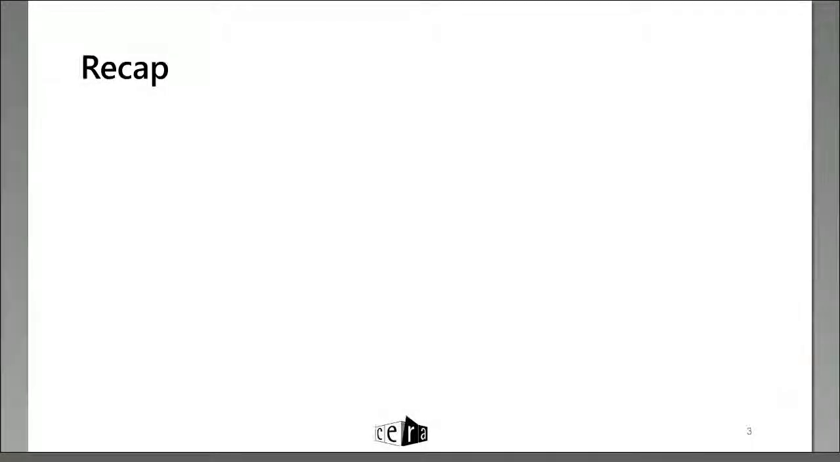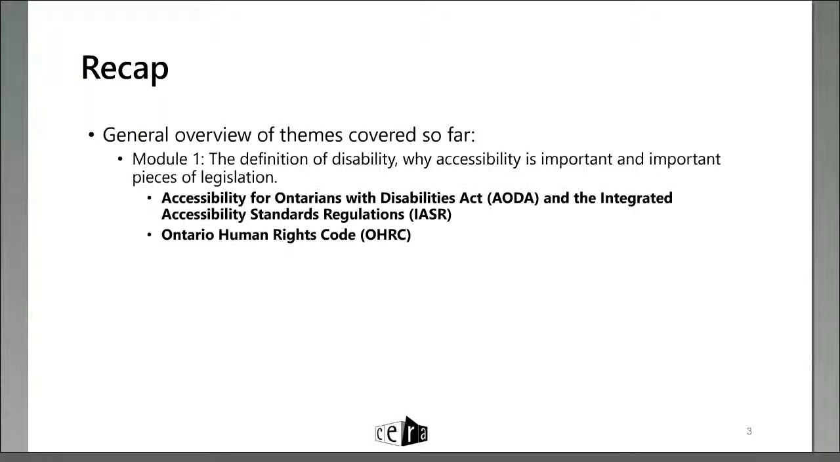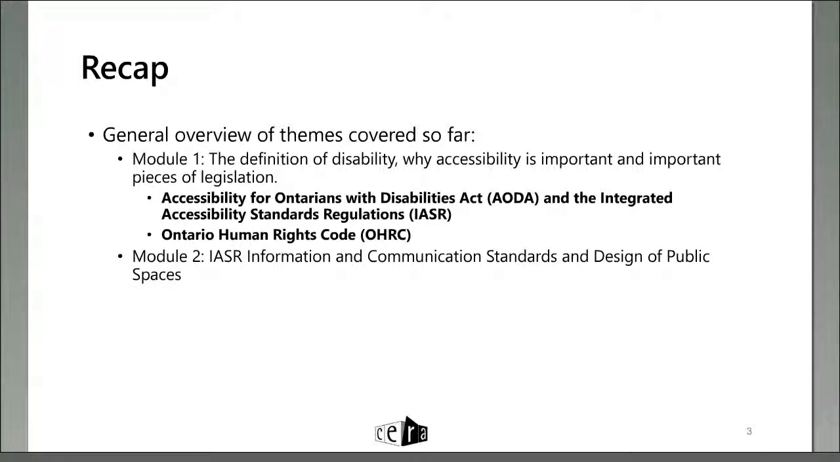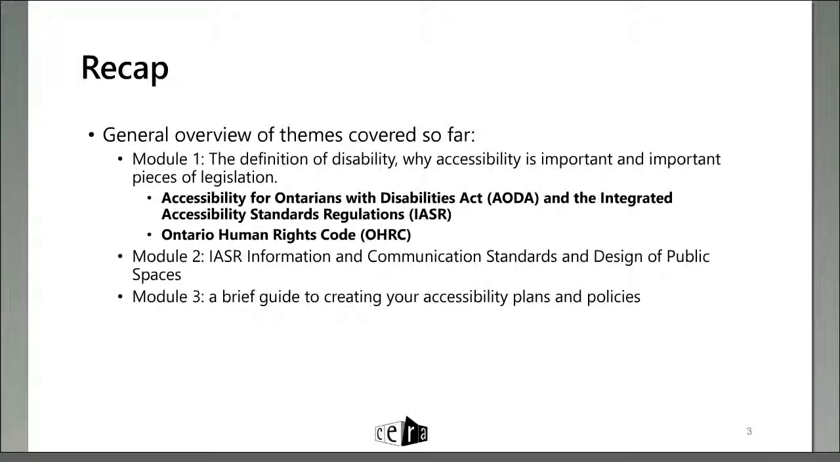This module will cover frequently asked questions for housing providers regarding accessibility in housing under the Ontario Human Rights Code and the AODA. In Module 1, we covered the definition of disability, why accessibility is better for everyone, and the relevant laws in Ontario, and we began discussing the AODA and the IASR. In Module 2, we continued the IASR training, focusing on the information and communication standards and the design of public spaces. In Module 3, we discussed how to develop accessibility policies and plans. Throughout our month-long series, we hope that we conveyed that improved accessibility is better for everyone.